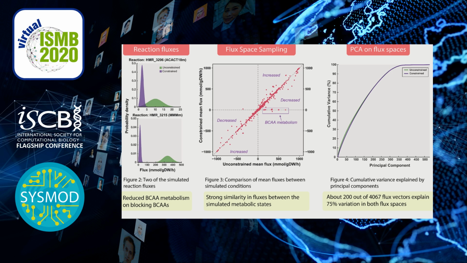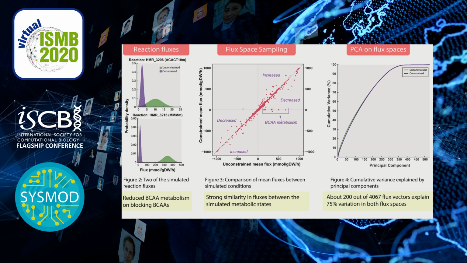In order to explain the model-wide flux differences, the mean fluxes were compared between unconstrained and constrained simulations. This comparison is shown in Figure 3 and it indicates a strong similarity between the two simulations. There were few reactions which had either an increase or decrease in mean flux. Interestingly, many other reactions from branched-chain amino acid metabolism also showed reduced mean flux. However, this comparison did not reveal interconnections between pathways.